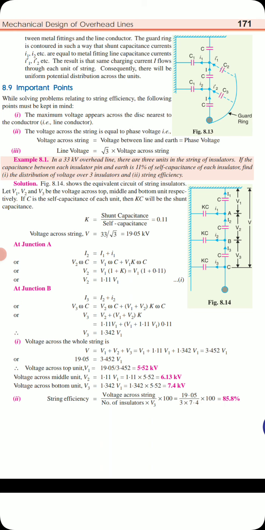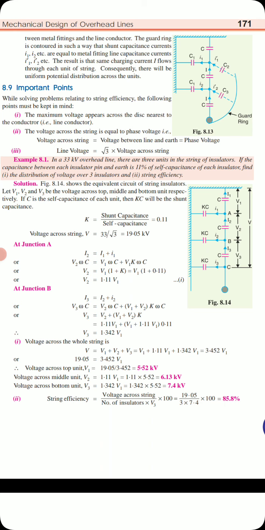Which is nothing but V, 19.05 kilovolt, which you already calculated first. So you can solve for V1. You will get V1 as 5.52 kV, V2 as 6.13 kV, and V3 as 7.4 kV. As you calculated, it is very clear that the lowest insulator, which is near to the conductor, has got the maximum voltage distribution, that is 7.4 kV.